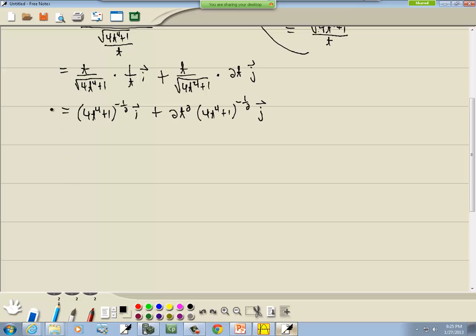Now, that's T now. I need T prime. So I want to take the derivative of that. Well, this is the product rule over here. This will be p, and this will be q. P prime will be 4t. Q prime, take your power, put it out in front. Then we got 4t to the fourth plus 1. Lower your power by 1, so that'll be negative 3/2, times the derivative of what's inside the parentheses, which is 16t to the third.